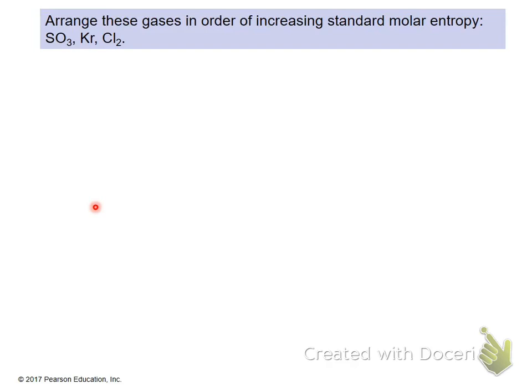What about the molecule with the lowest standard molar entropy? I'll ask maybe Xavier. Before you answer, I'll give you a hint. It's not SO3. I'll go with Kr. Kr, yes, that is correct. So that means Kr has the lowest, followed by Cl2, and then SO3.